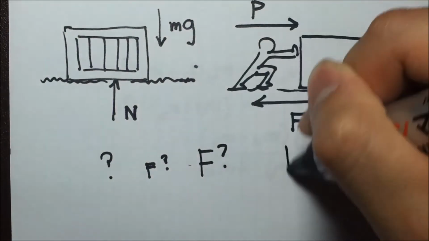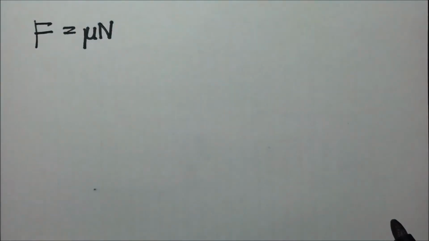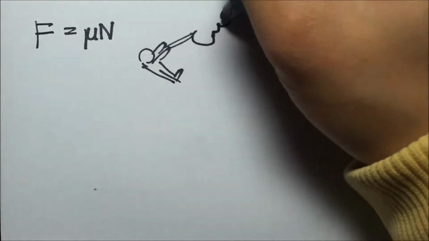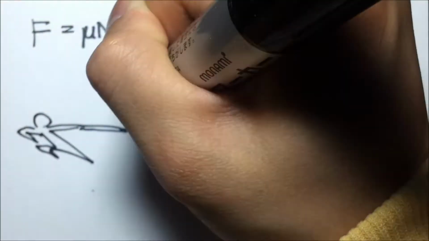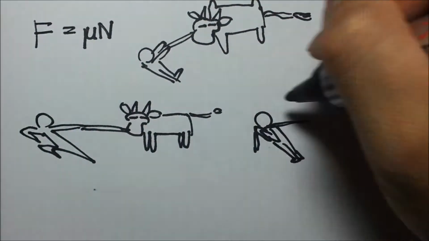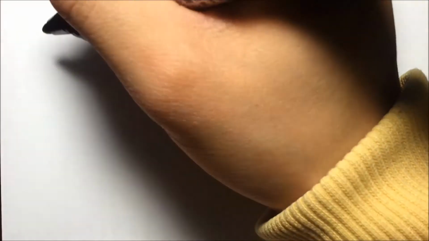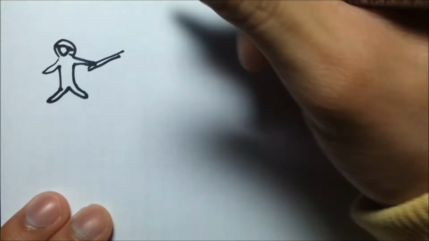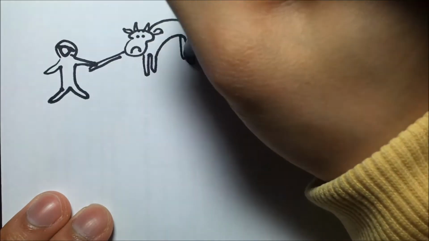But how much is friction pushing back at us? It's F equals mu times N. This equation shows that friction is proportional to the reaction force N and is independent of the area. So how hard it is to push the object is determined by its weight only.